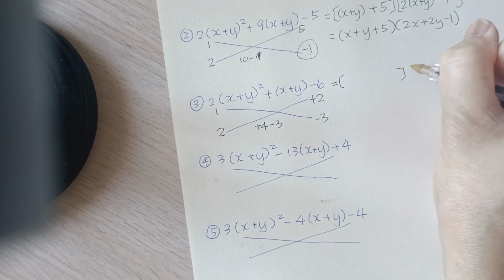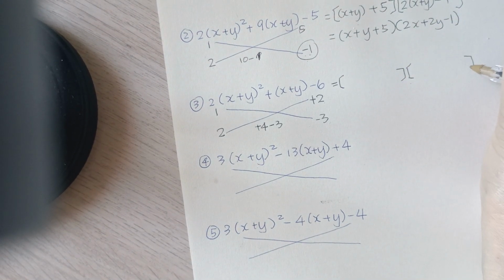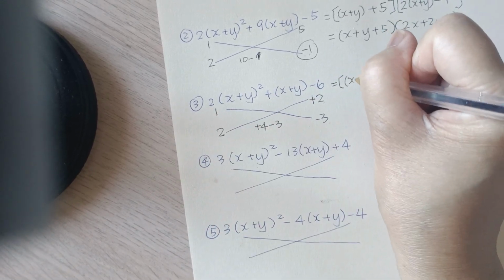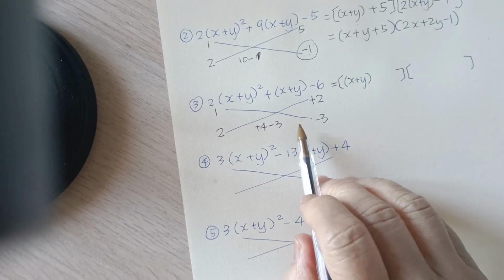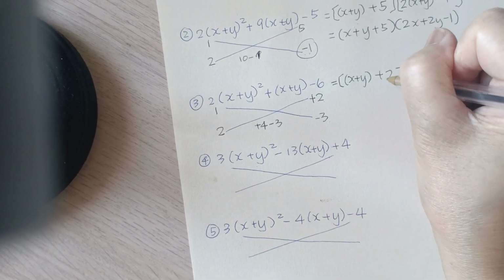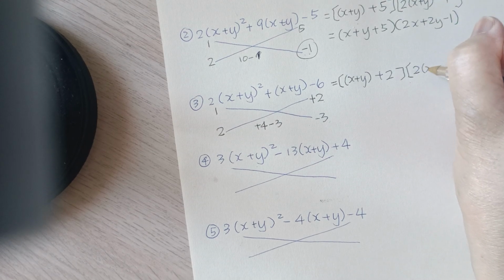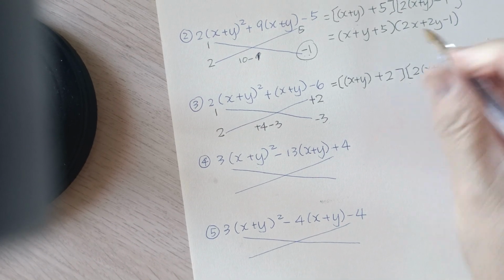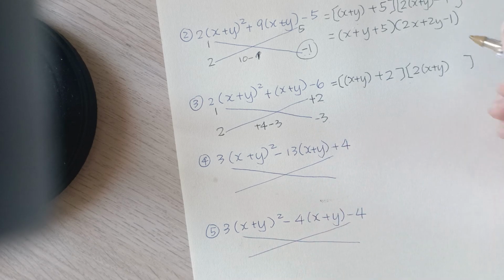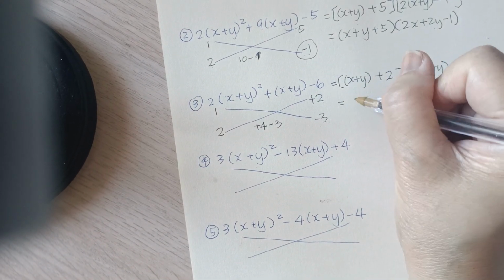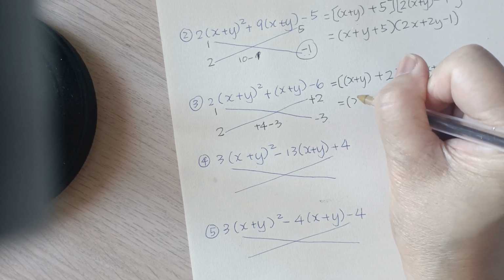So again, I draw the brackets. The first term, 1 with the unknown. And then here, plus 2. The second term, coefficient 2. Now I make sure that I write a negative 3. So again, next step, just remove the small bracket.